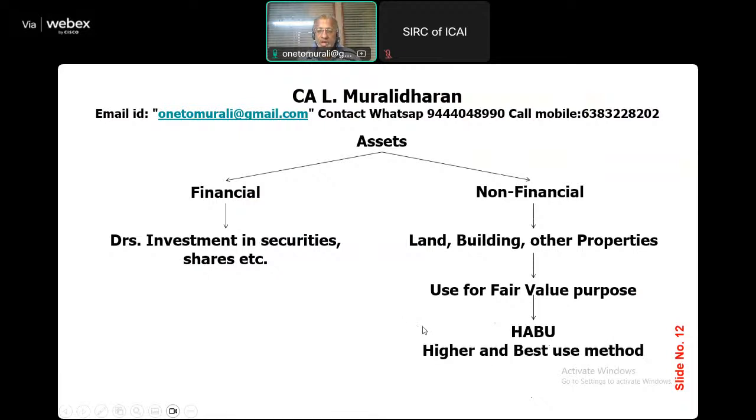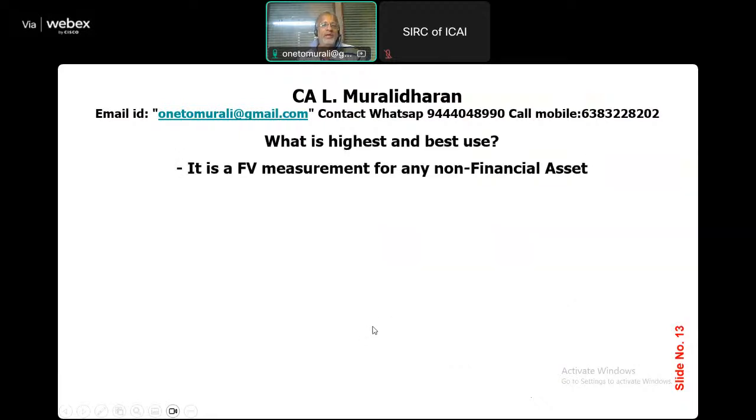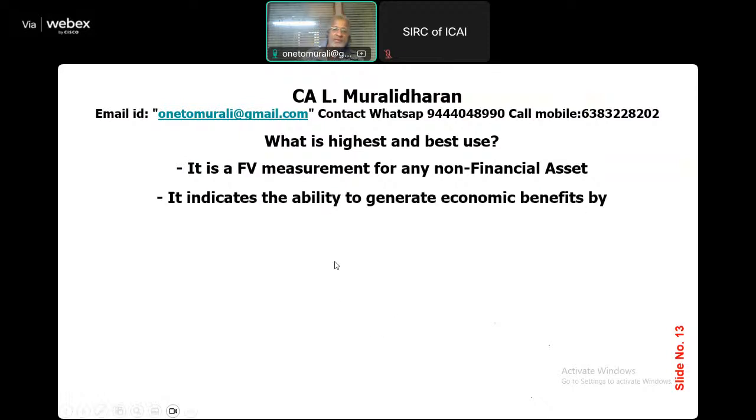For fair value purposes, highest and best use. The highest and best use method is always assigned for non-financial assets. What do you mean by highest and best use? It is a fair value measurement for any non-financial asset. It indicates the ability to generate economic benefits by using or by selling. Any asset a person is holding, he will use it. If that usage is not there, he will sell it.